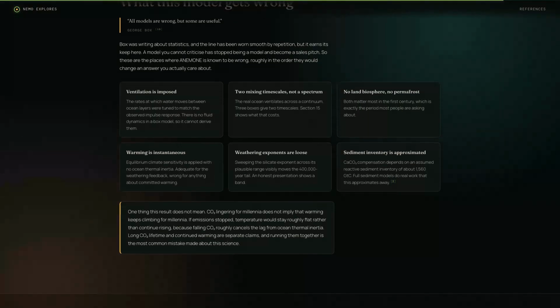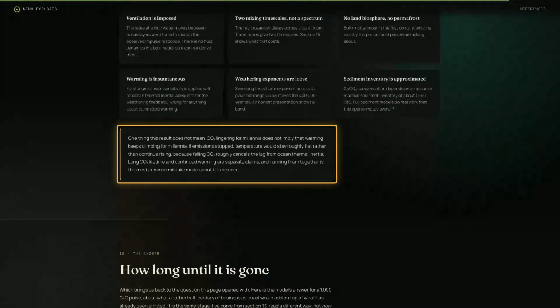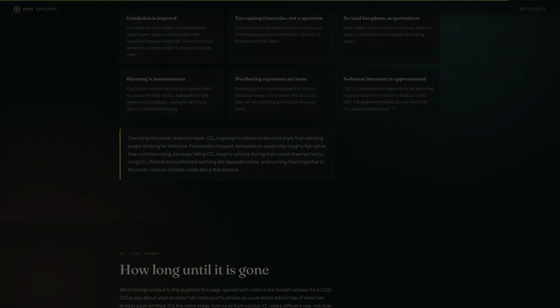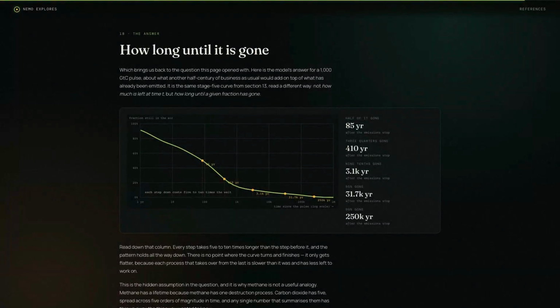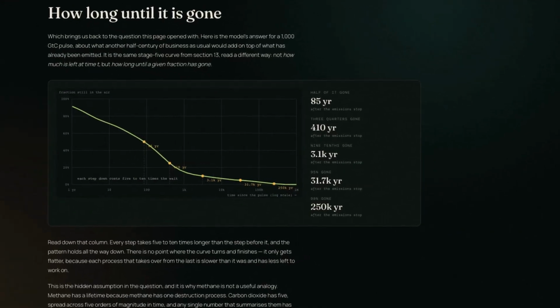And one thing this result does not mean: carbon staying up for millennia is not the same claim as temperature climbing for millennia. So how long until it is gone? For a 1,000 gigaton pulse, half of it is gone in 85 years. 3/4 takes 400. 90% takes 3,000. 95% 30,000. And 99% takes 250,000 years.